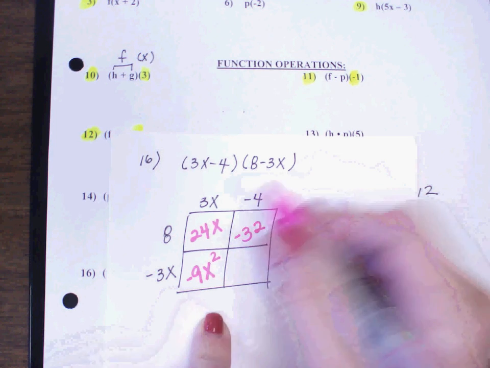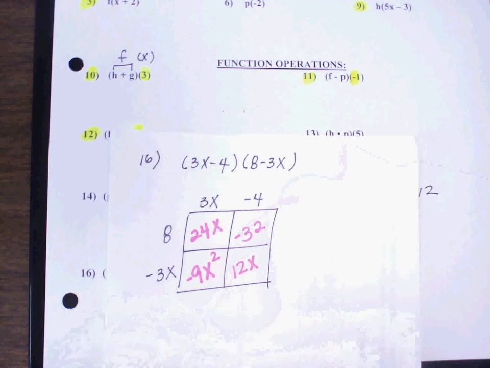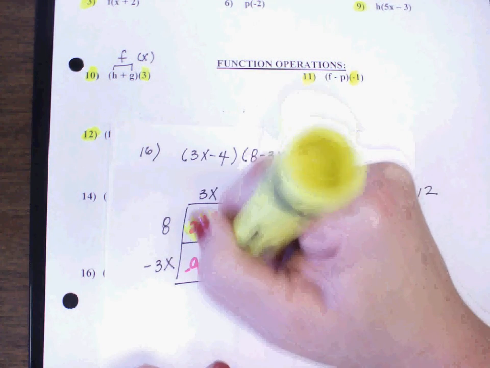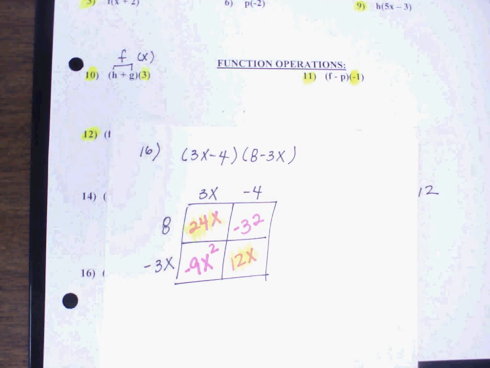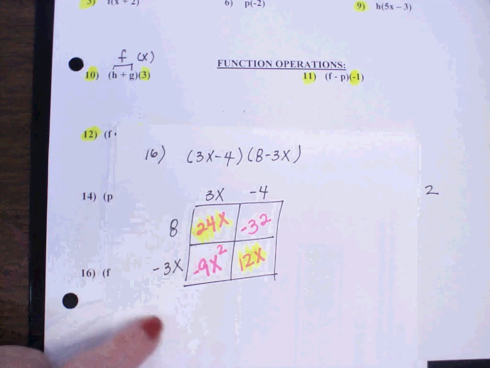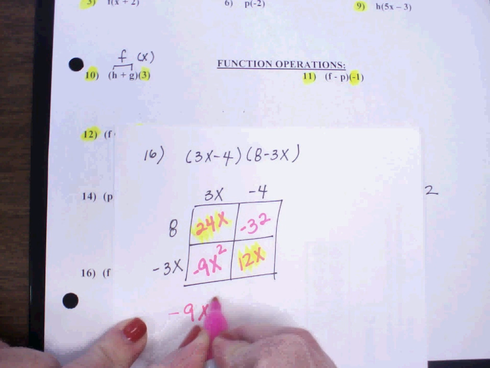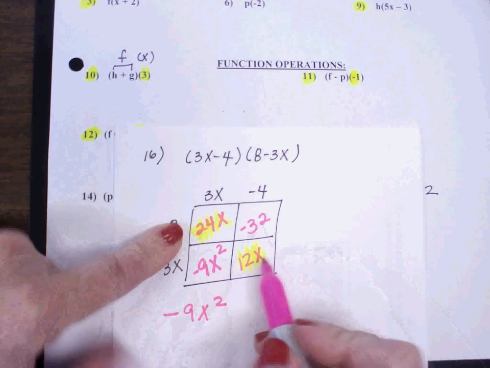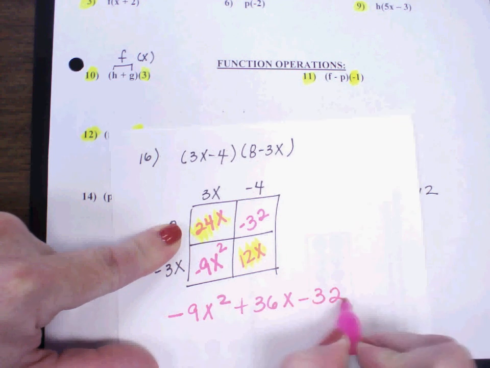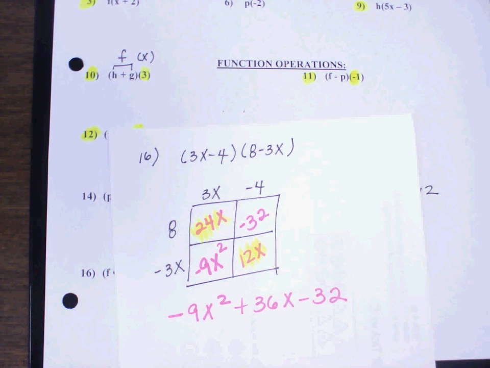Very good. And then remember how we highlighted what we could add? Those two can be added, right? Because both of them are x's. And then we always started with the biggest exponent. So negative 9x squared. What is 24x and 12x? 36x minus 32. All right, put that inside your notebook.